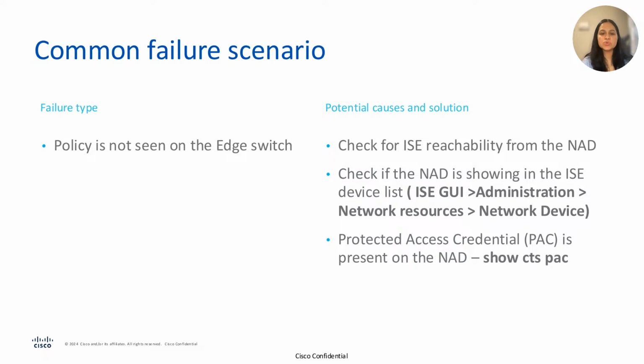Then another common issue that has been seen is whether a PAC is present on the device. PAC just means that the switch and ISE have authenticated each other. It's like a trust relationship, and that should not be empty as well. So that we need to check also. So if you're not able to see the policy on the edge switch, these are three things that you can begin checking.